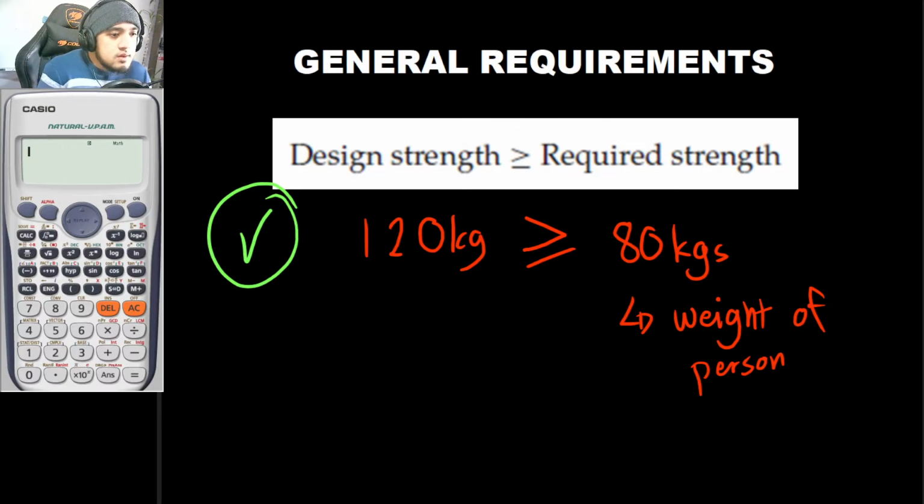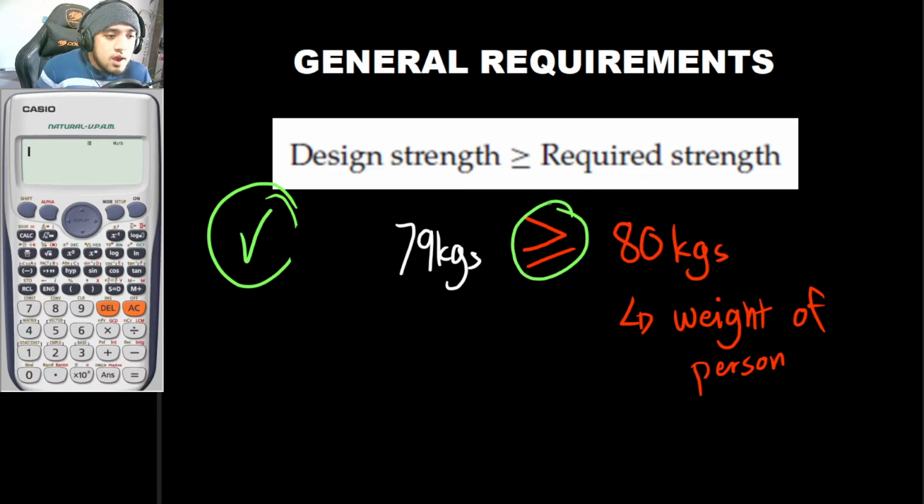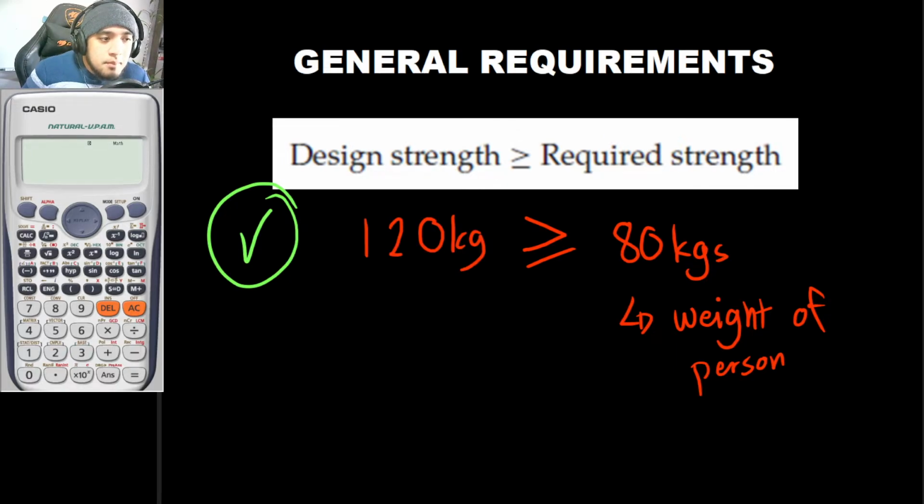However, if it is less than 80 kilograms, so let's say that the capacity of your chair is, once again, 79 kilograms. So this is now erroneous. Thus, your section is now inadequate. So it would be as simple as that. So once again, the capacity of your structure should be greater than or equal to the required strength.